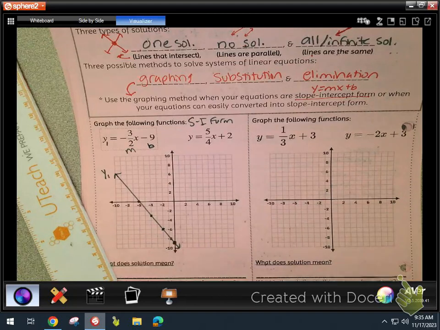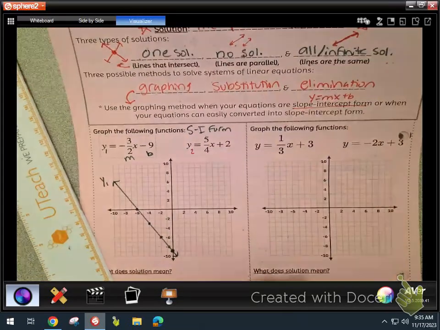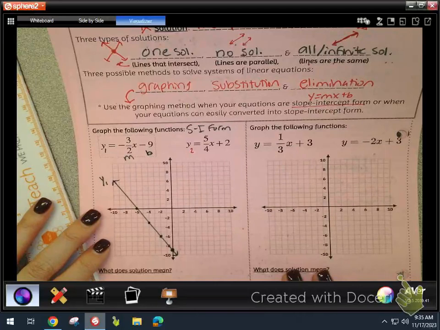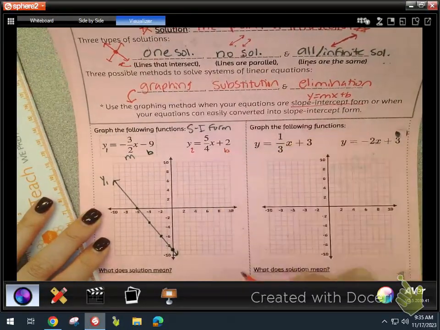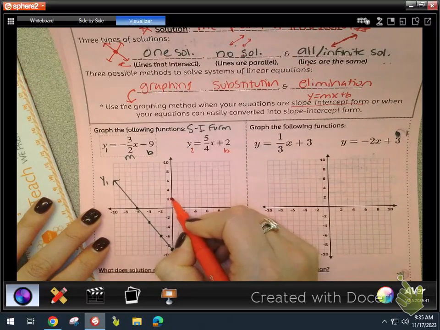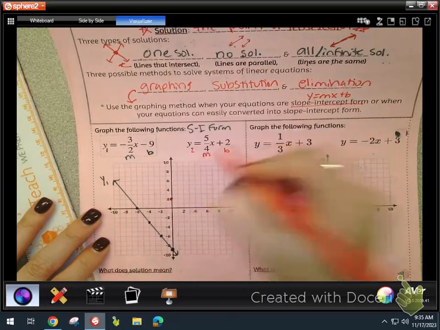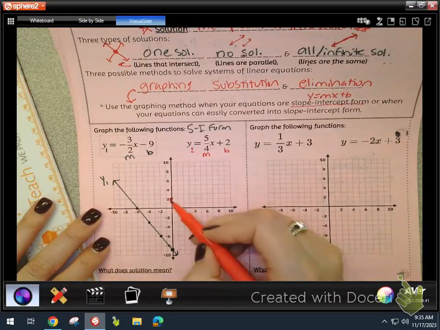Okay? Now, the only thing that's different is, hey, we're going to graph another line and we're going to graph it on the same grid. Same deal. This is going to be y2. What's y2's y-intercept? 2. So I'm going to start at 2. It is a function. Now, what is y2's slope? 5 over 4.